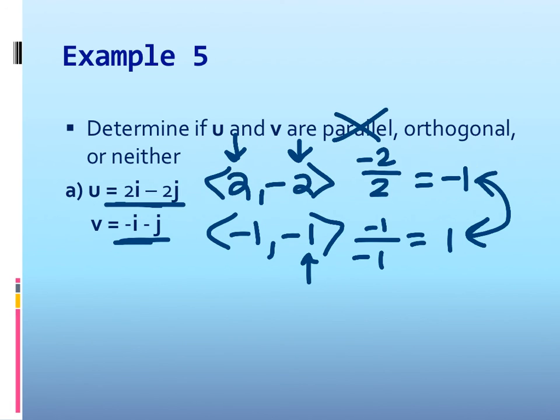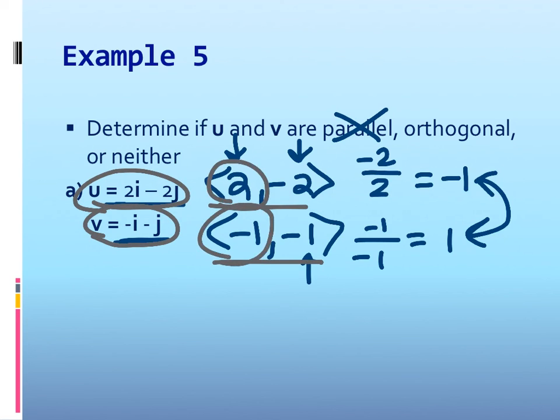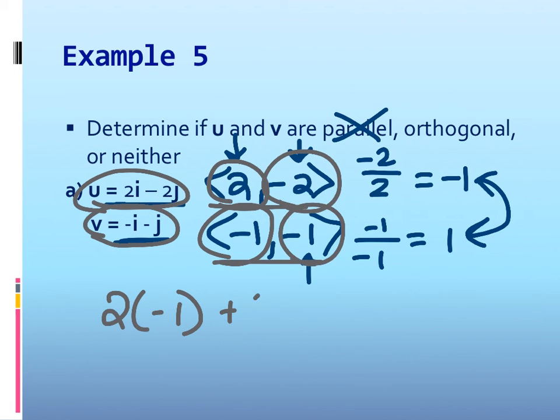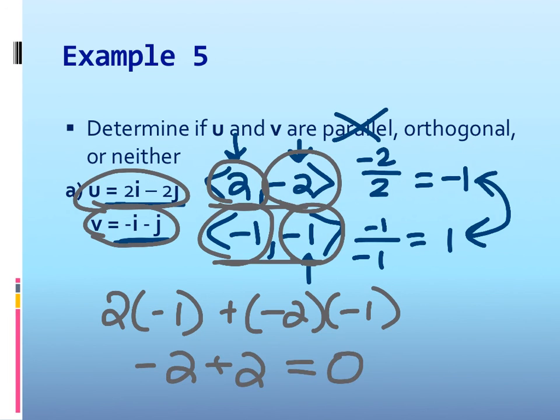Hopefully, from prior knowledge, you recognize that those are opposite reciprocals of each other, which would make them perpendicular. But the other test would be to find the dot product. So the dot product of u and v would be first times first, 2 times negative 1, plus second times second, negative 2 times negative 1, and that's negative 2 plus 2, which is 0. And because the dot product is 0, I know that these are orthogonal.